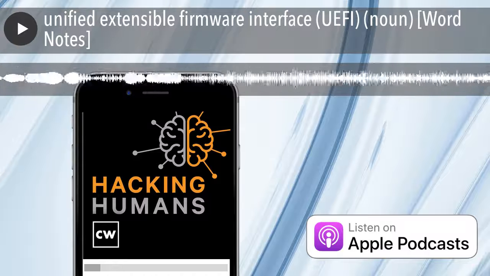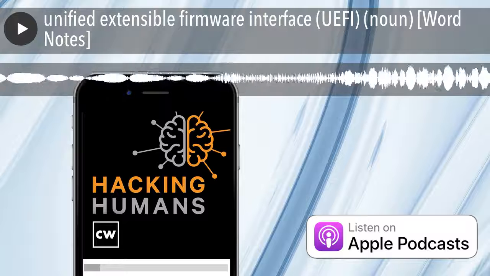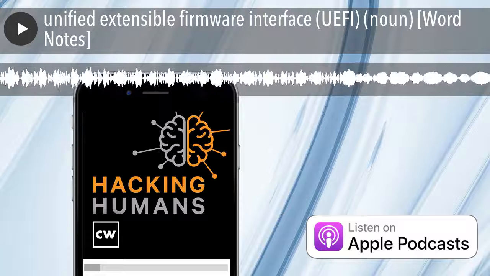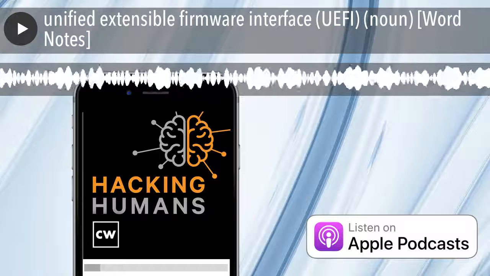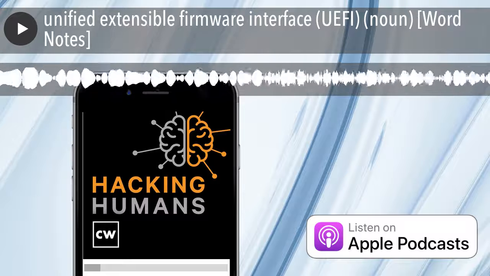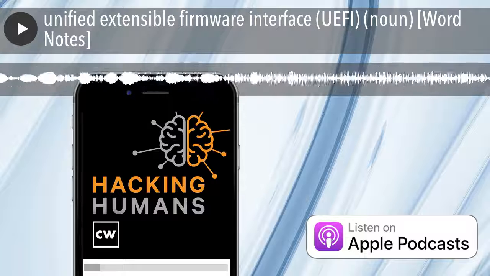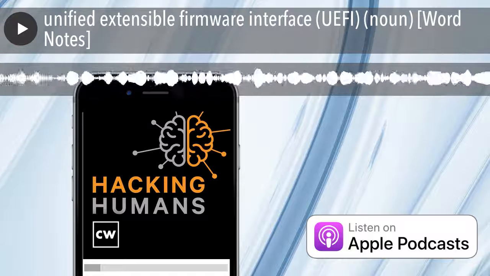Definition: an extension of the traditional basic input-output system, or BIOS, that during the boot process facilitates the communication between the computer's firmware and the computer's operating system. Example sentence: UEFI provides enhanced control, security, and manageability of the system's startup process.